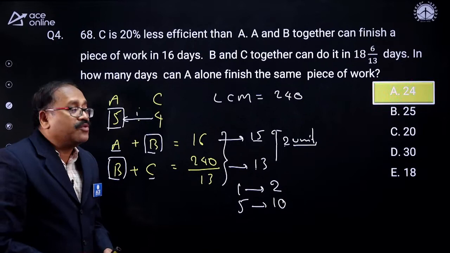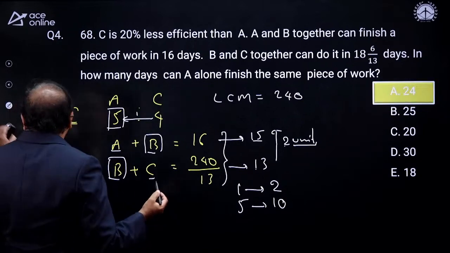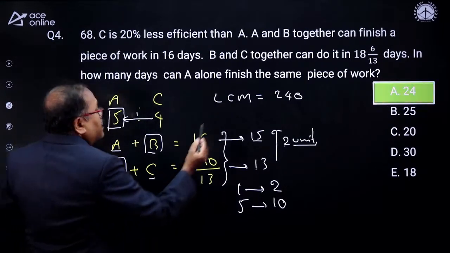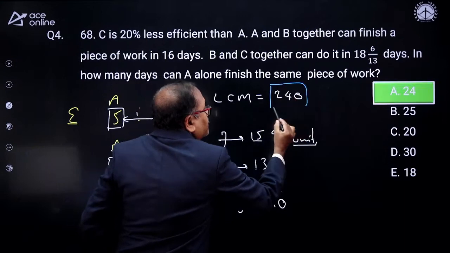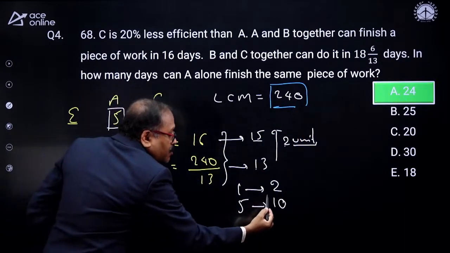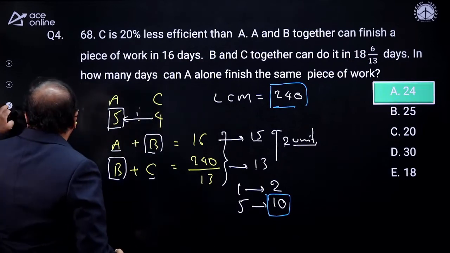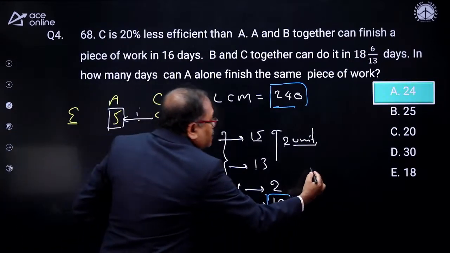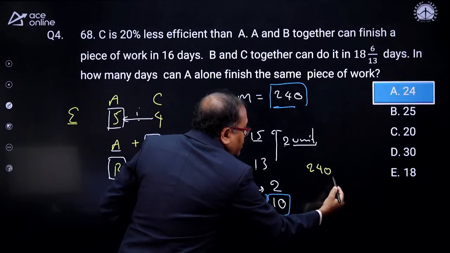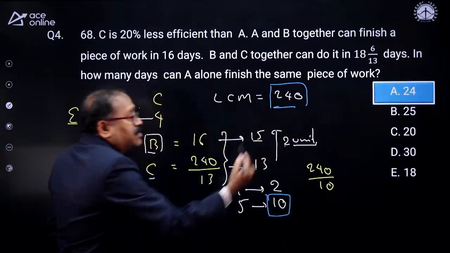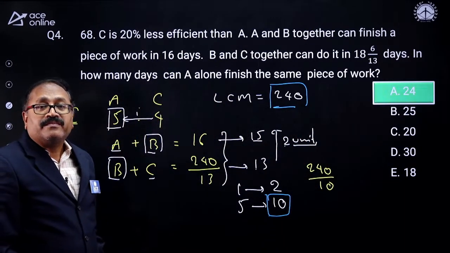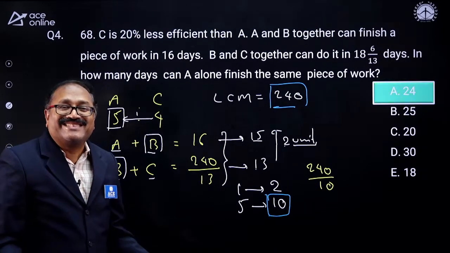What is the total number of units? The total number of units is this one, 240. And A completes how many units per day? 10 units. How many days will A take to complete the entire work? 240 divided by 10, which is nothing but 24. It's as simple as this.